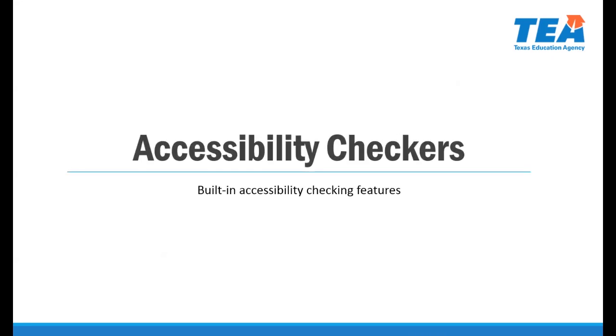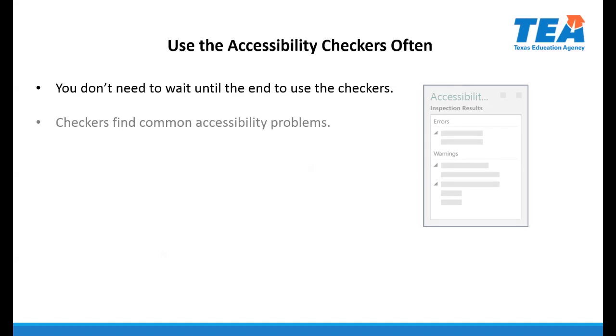Accessibility checkers are built into the applications of Office 365 and Acrobat to help you check for accessibility issues the document might have. Use the checkers often. You don't need to wait until you're done adding your content to the documents to check for accessibility. It's a good practice to use the checkers after you add 2 to 3 pages of content.